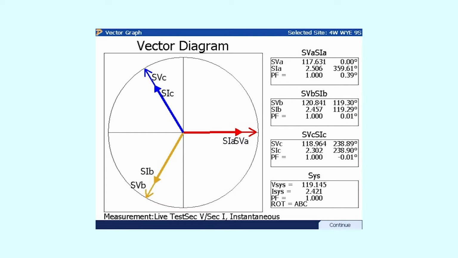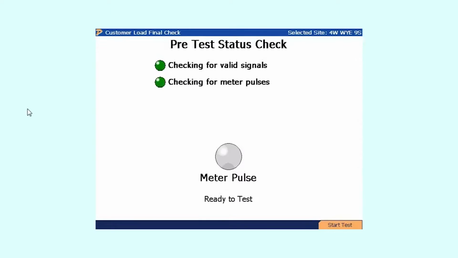Now verify that your vectors are 120 degrees apart and current vectors are near their associated voltages. Press F6 to continue. Once the unit pulses, press F6 to continue and to begin the test.